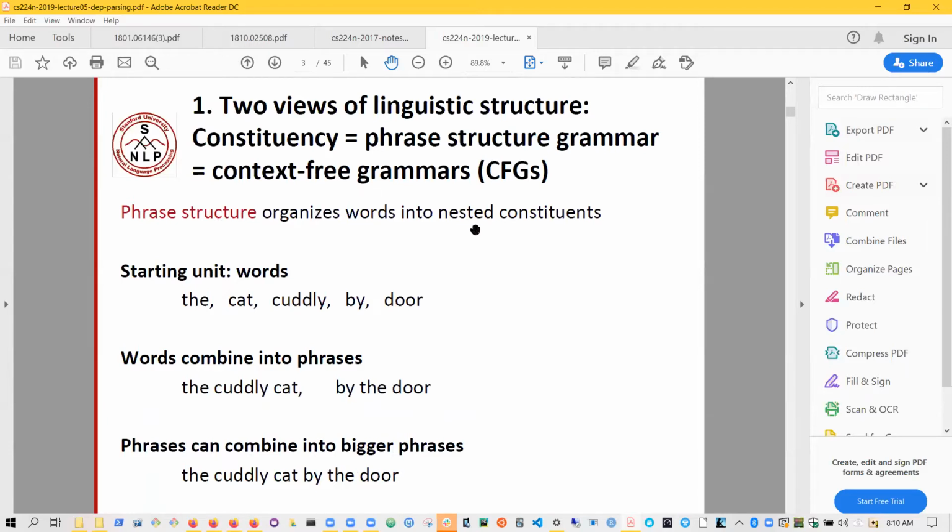So he talks about organizing words into nested constituents. That's the first thing. There are two views, he says. One is constituency, meaning pieces, phrase structure grammar. I guess you're taking apart sentences into phrases. And I don't know what he means by context-free grammars. Does anybody know? Yeah. Context-free grammar is linguistic terminology, and it just means there are no context restrictions.